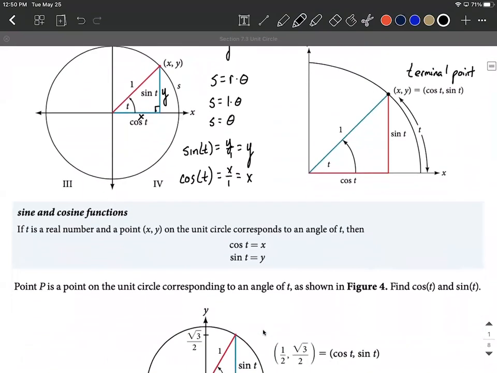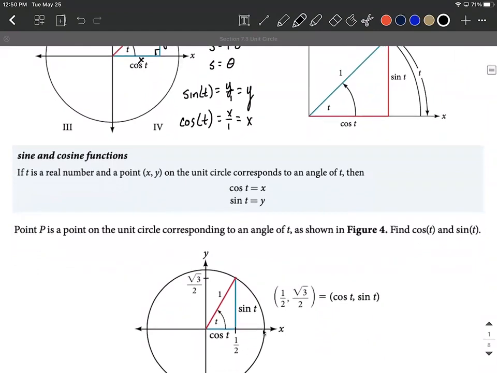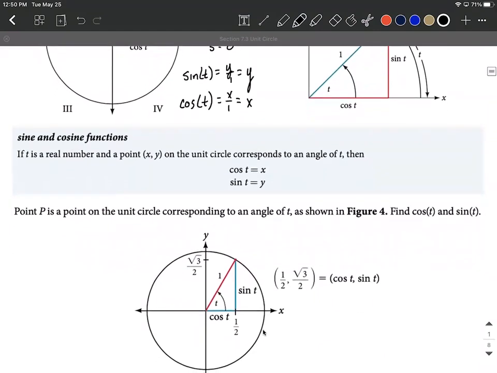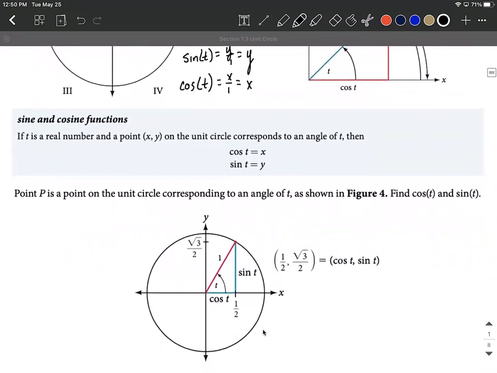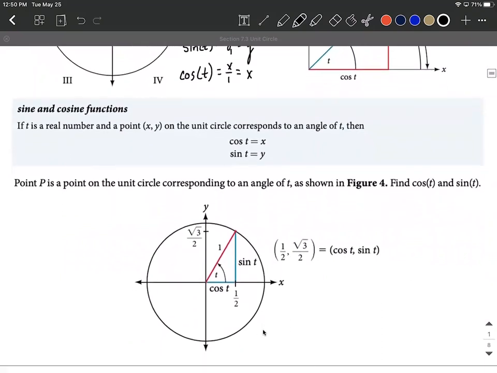So a couple quick examples here. We're given a terminal point P on the unit circle corresponding to an angle T, and our goal here is just to find cosine of T and sine of T. This is the terminal point 1/2, comma, square root of 3 over 2. In this case, remember that cosine of T, of our angle, is always going to be the x value, so it's just going to be 1/2. And then sine of T, sine of our angle, is always going to correspond with that y value from that terminal point. So sine of T in this case is going to be that y value, square root of 3 over 2.